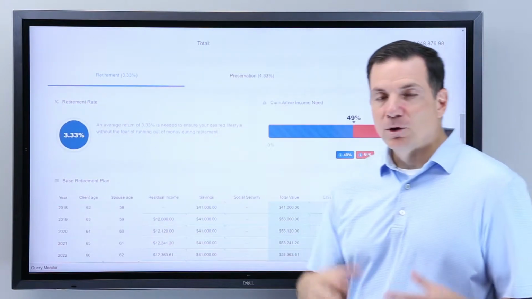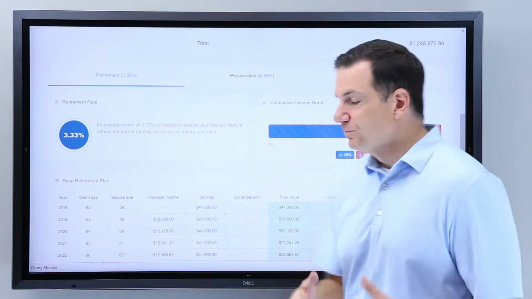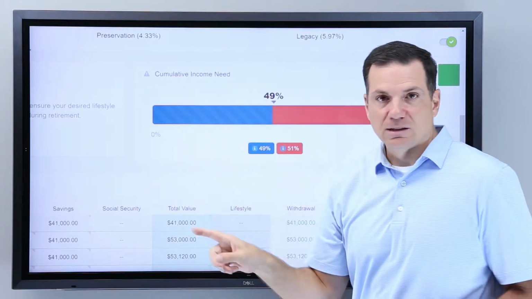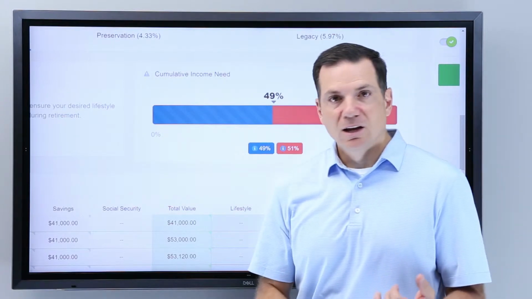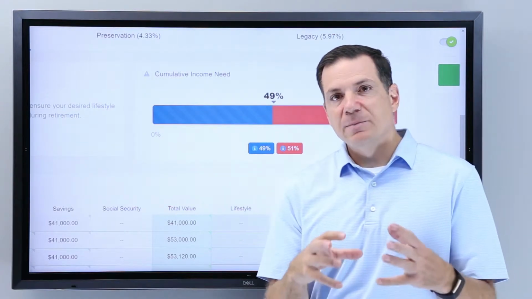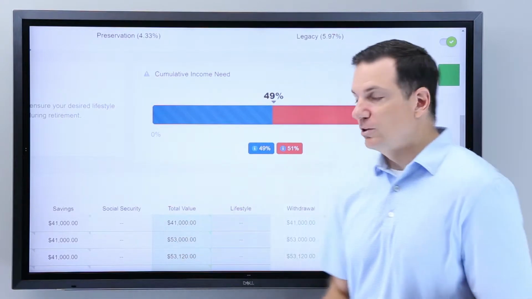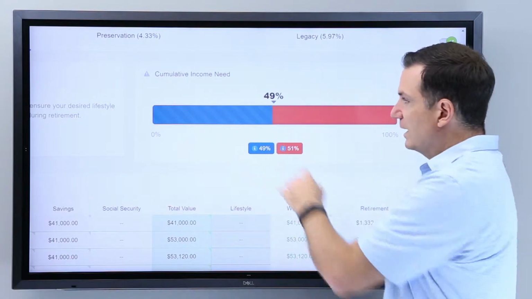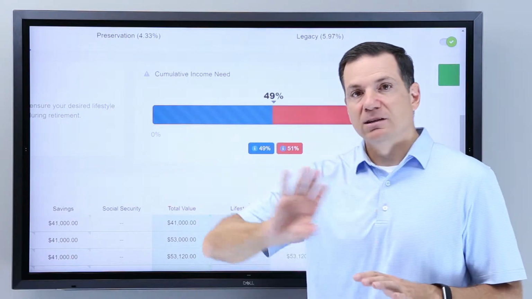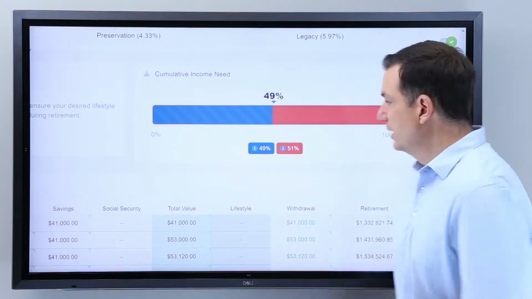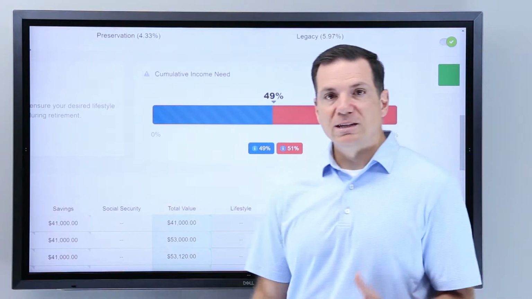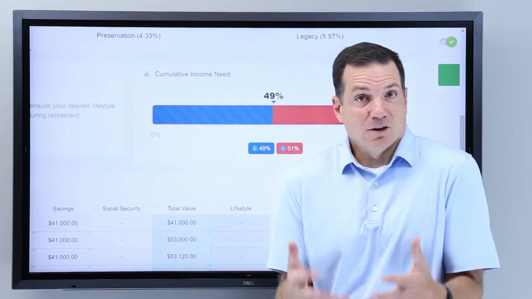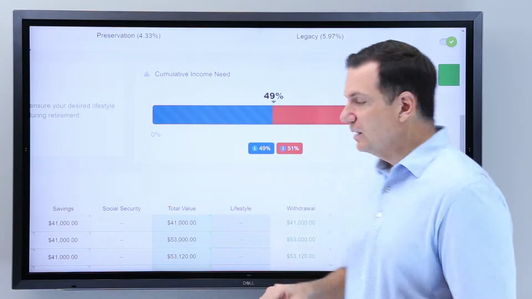Now let's talk about the most important aspects of Simplicitree. The first and foremost is what we consider to be your cumulative income need. Your cumulative income need, if you take your Social Securities, pensions, any amount of monies that you have already coming in the front door, that's going to be represented here in the blue. So 49% of their entire retirement income need is already accounted for. That means 51% of what they need over the rest of their life has to be generated by their nest egg. I call that nest egg income. This is a big concern.